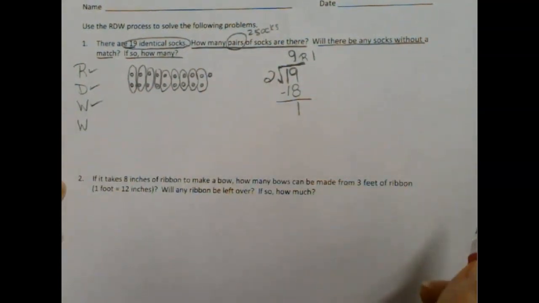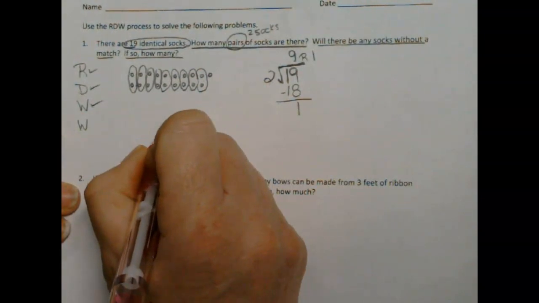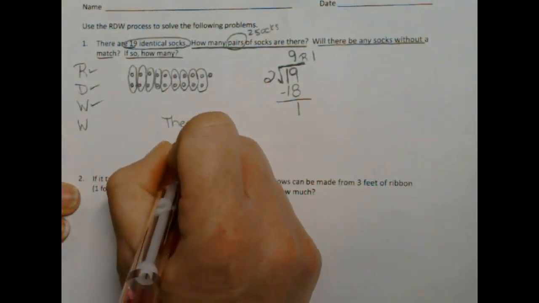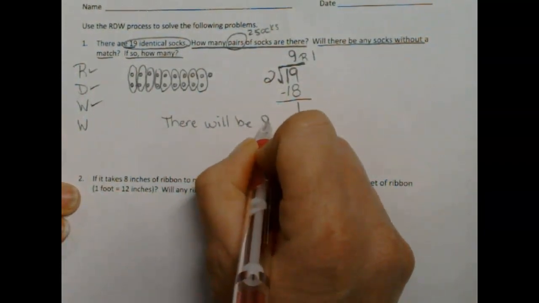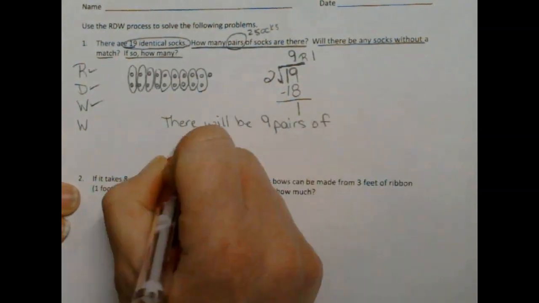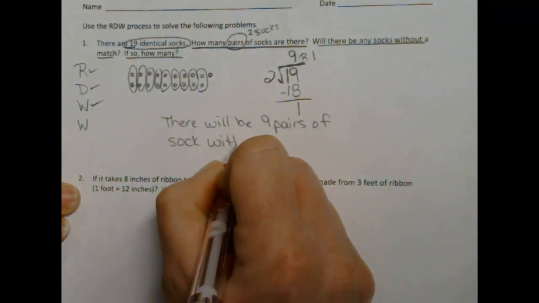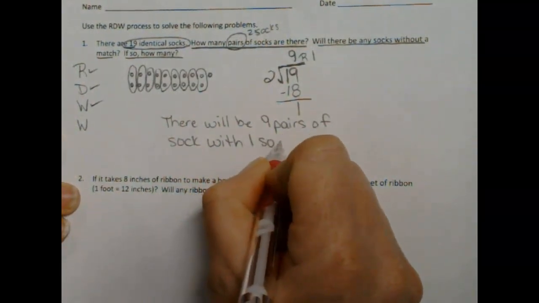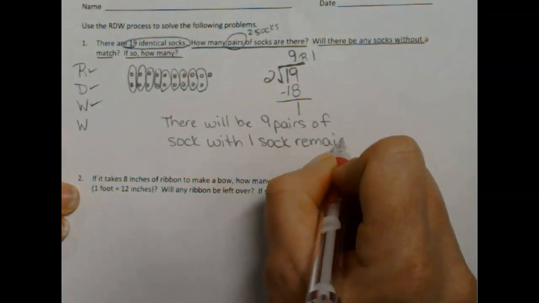So I've written my word problem, my number problem. And now my answer is there will be 9 pairs of socks with 1 sock remaining or left over.